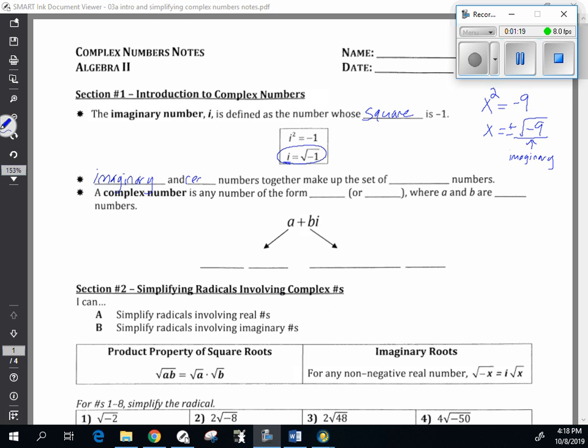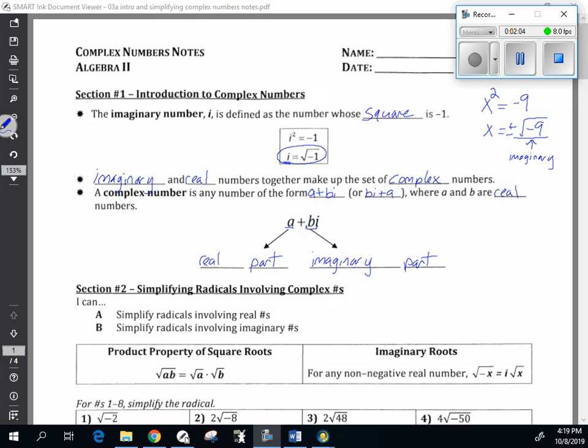So imaginary and real numbers together make up the set of what are called complex numbers. And so a complex number is any number of the form a plus bi, or bi plus a, where a and b are real numbers. So a complex number has two parts. You have this part, the number that doesn't have the i next to it. That's actually going to be the real part. And bi, the one with the i next to it, that's actually going to be the imaginary part.